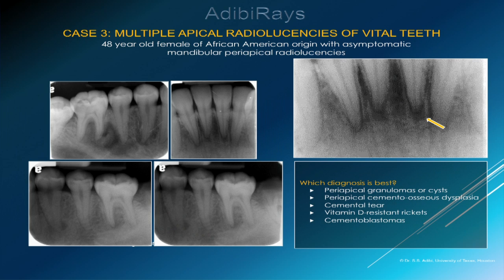This case involves a 48-year-old female of African American origin with asymptomatic mandibular periapical radiolucencies. Which of the following would be the best diagnosis? Periapical granulomas or cysts, periapical cemento-osseous dysplasia, vitamin D resistant rickets, cementoblastomas.